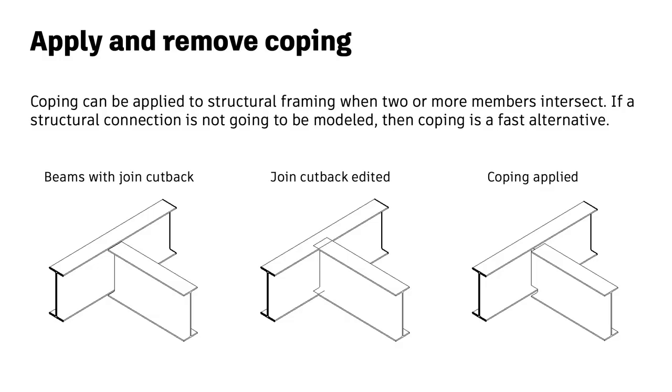By default, steel framing has a join cutback of 1/2 inch. In order to add coping, you will need to edit the join cutback and then apply the coping. Coping is a fast alternative method of cleaning up drawings and the model when steel connections are not being modelled. If a steel connection is placed on the beam, then many traditional Revit tools such as coping and cutting beams are deactivated.